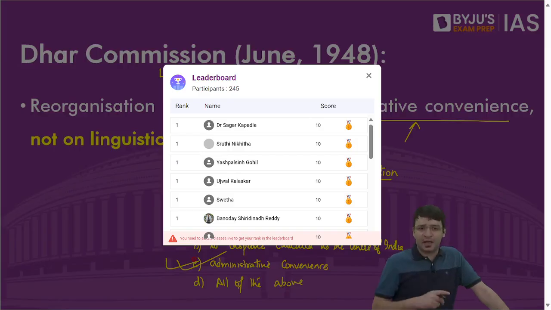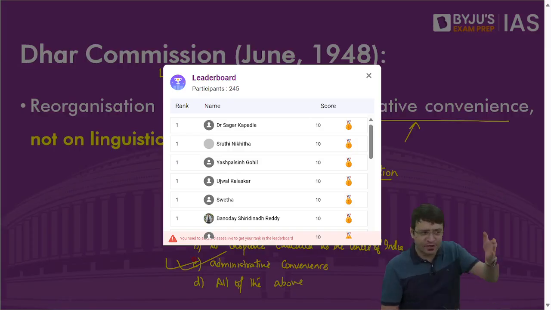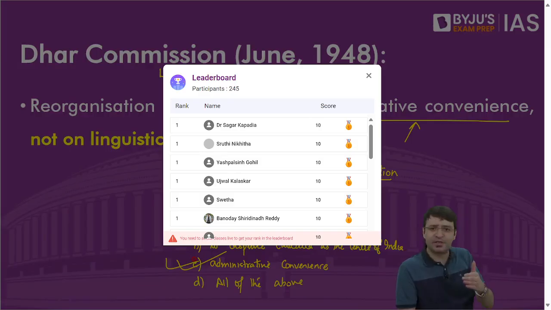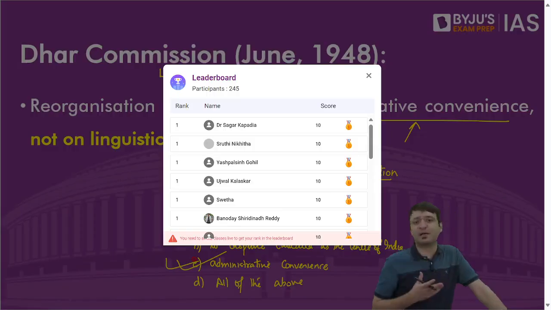Similarly, Dar Commission was asked, how do we reorganize this country? Dar Commission said, don't create states in the name of language, because we just witnessed partition, unfortunately, on the grounds of religion, where India was divided into India and Pakistan. A separate state, Pakistan, was created, and the reason was religion, because Muhammad Ali Jinnah said, two-nation theory. Hindus and Muslims are two separate entities, two separate ideologies. They cannot stay together under one nation. That's why we need a separate state for Muslims called Pakistan. So on the basis of religion, the nation was partitioned.